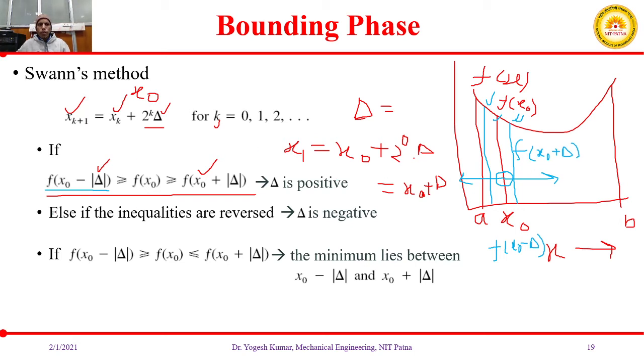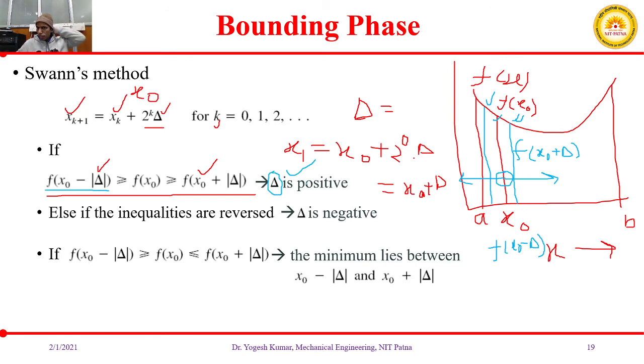Okay, so why are we moving right side? Yes, because this value is decreasing and we are trying to find out the minimum value of your given function. So we will move to the right side. If this condition is satisfied, that fx0 minus delta is greater than or equal to fx0 is greater than or equal to fx0 plus delta, then we have to move to the right side, or your delta has to be positive.